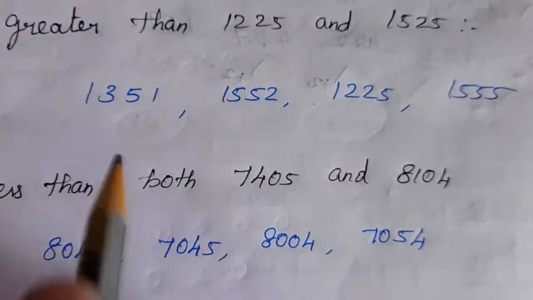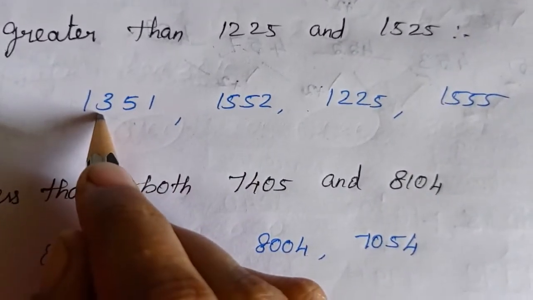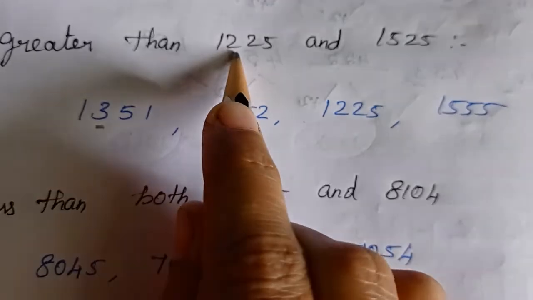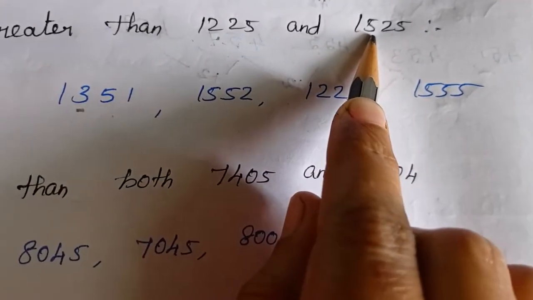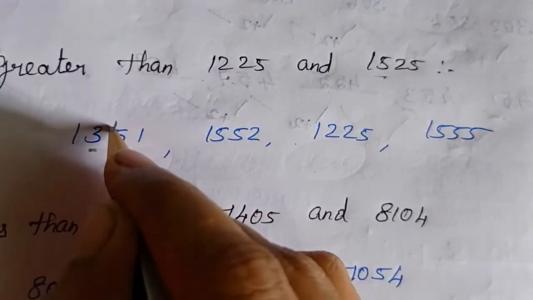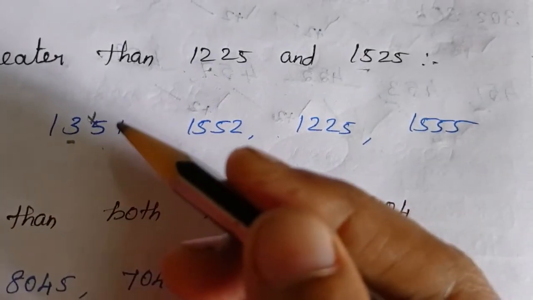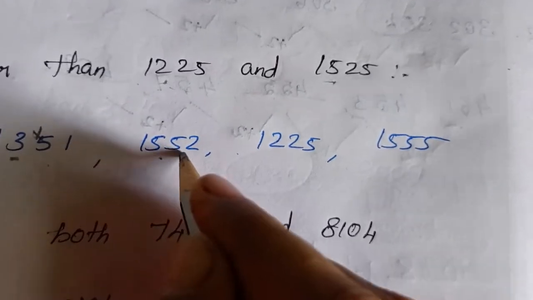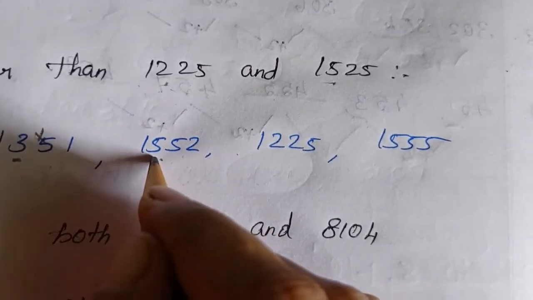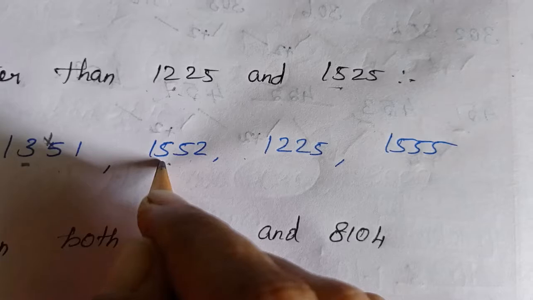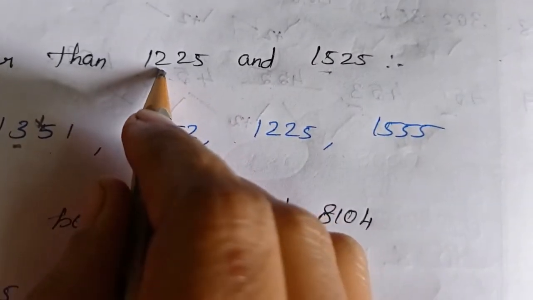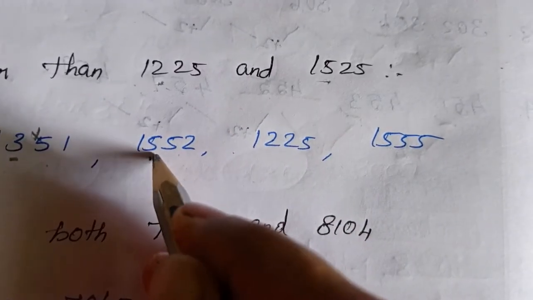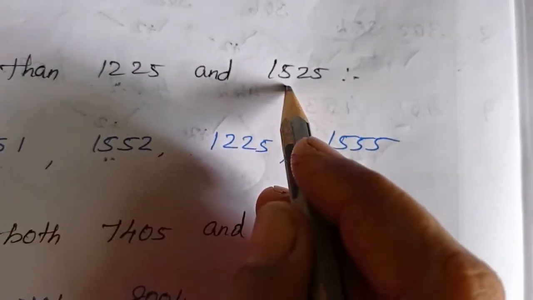The 100 place value for the first number is 3. So which is greater, 2 or 5? 3 is greater than 2, but less than 5. Okay, ma? This number is not a greater number. Okay, and next, children, check the next number, 1552. Here the 100 place value is 5, but for the given number, the 100 place value is 2. So which is greater? 5 is greater.